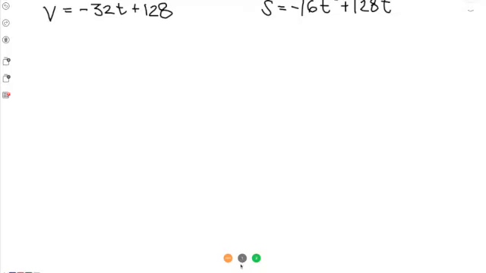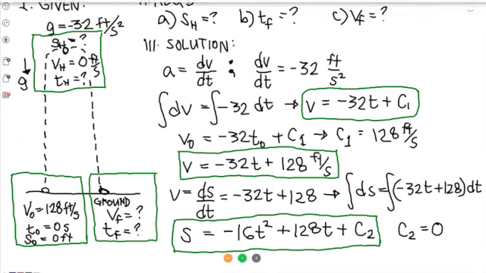Okay, so let me repeat that. We are looking for that. For B, we are looking for the time that the stone hits the ground. But we are still going to solve for the time when the stone reaches the highest point. It's not in the required, but it is required in the problem so that we can solve for B and C.